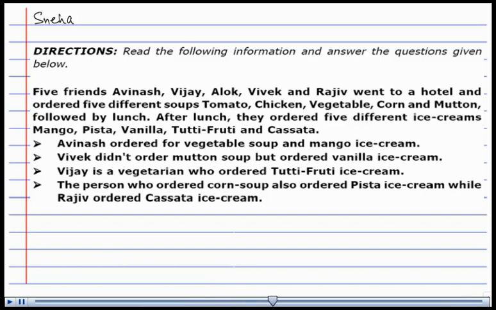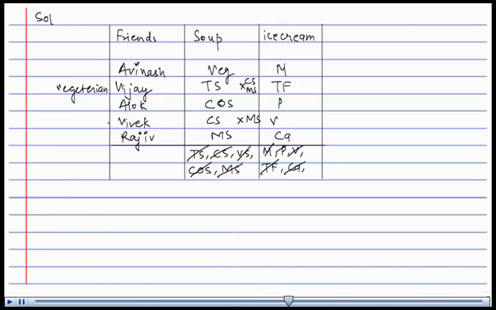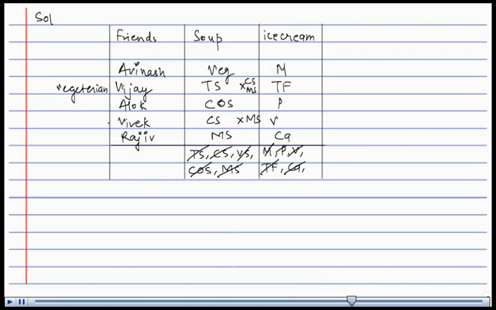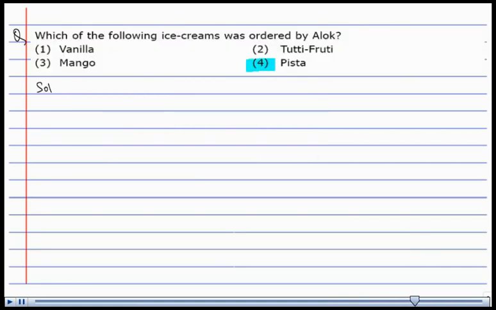The table is, with the help of this table, we can answer our question. Which of the following ice creams was ordered by Alok? As we can see from the table, Alok ordered the pista ice cream. So, the correct answer for this question is option number 4.